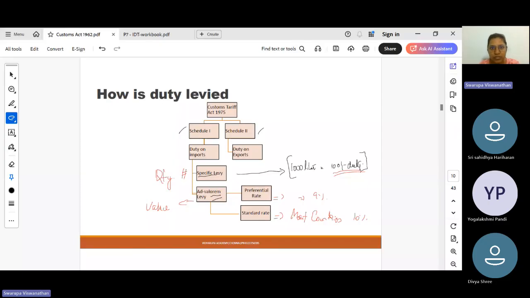So there are two schedules, Schedule 1, Schedule 2. Schedule 1 is duty on imports. Schedule 2 is duty on exports. Duty on imports can be divided into two, specific levy and ad valorem levy. Ad valorem levy can have two different rates. One is preferential rate. If you have any trade agreements with a country, then there will be a specific rate or a preferential rate, or there will be a standard rate.